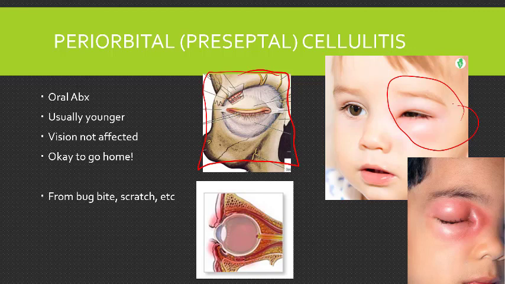So if the infection is in front of the septum, we're good. This is somebody who can get oral antibiotics and can go home. Usually we don't know why people get preseptal cellulitis. Usually these are in kids. A lot of time it's from a bug bite or a scratch or who knows what the kid got involved with. You always want to make sure that you pry open the eyelid and make sure that their eye is not affected and their vision is not affected.